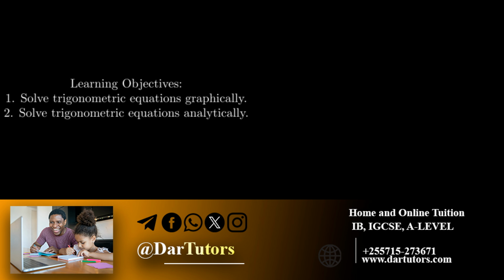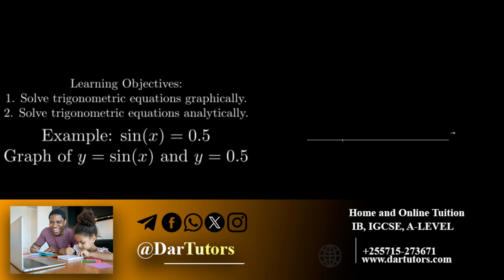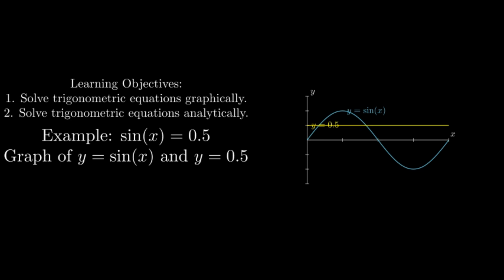Trigonometric functions like sine, cosine, and tangent are many to one. This means that for a single output value, there can be multiple input values. For example, if we have sine of x equals 0.5, there isn't just one answer. If you look at the graph of the sine function, you can see that the horizontal line y equals 0.5 intersects the curve over and over again, infinitely.